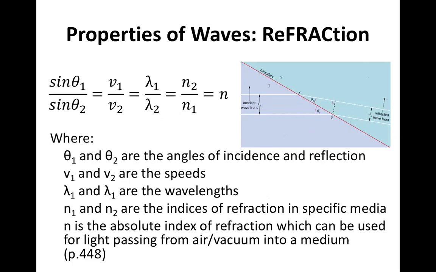And this is kind of where you put Snell's law together with the universal wave equation, and all of this is if you had a constant frequency. So you were looking at one wave as it travels from one medium to another, as you would do in refraction. And then n2 over n1, where you're going divided by where you came from, is the absolute index of refraction, which can be used for light passing from air or vacuum into a medium. And you'll find those on page 448.